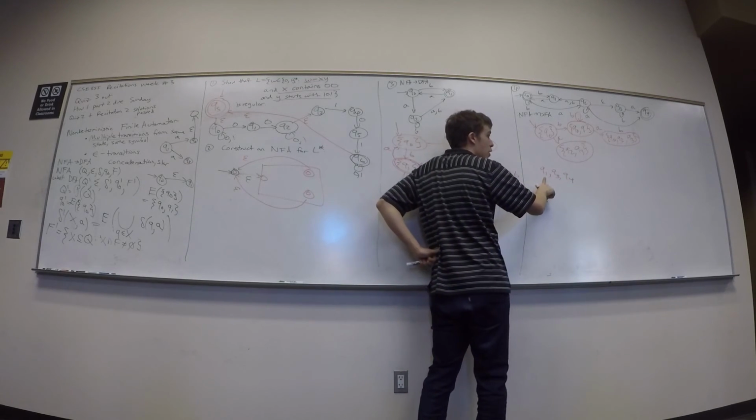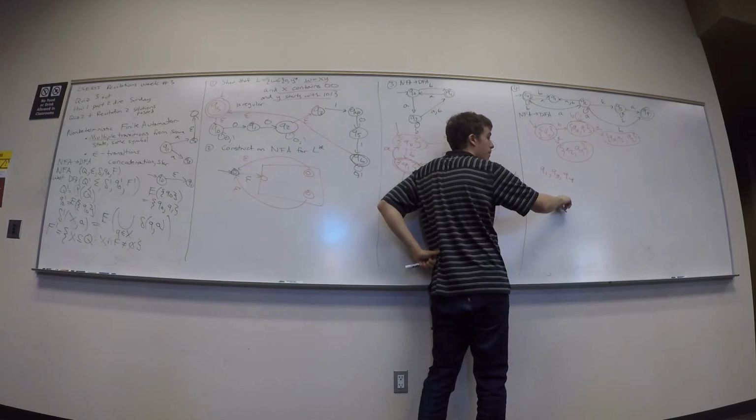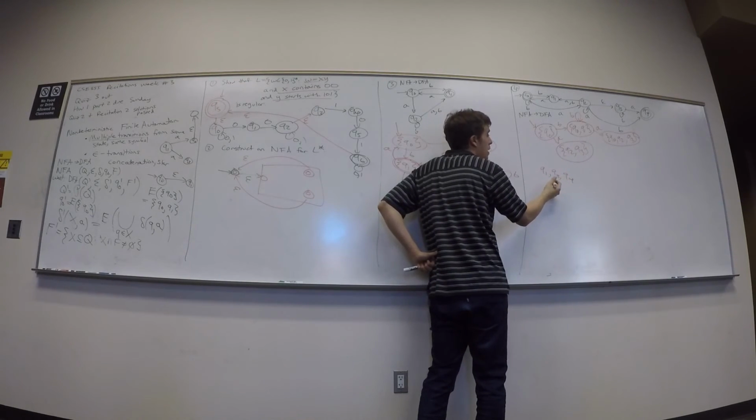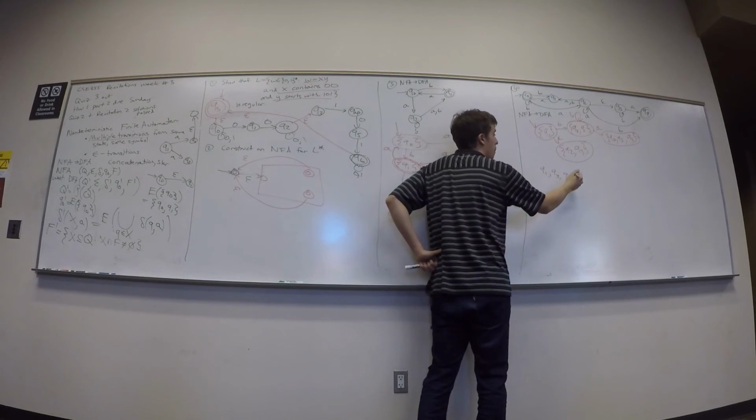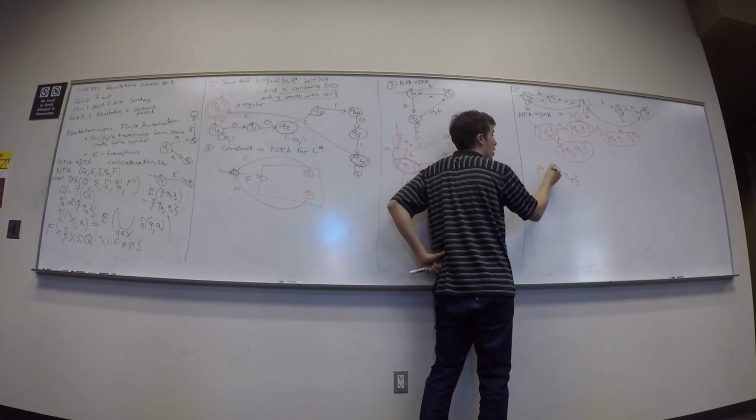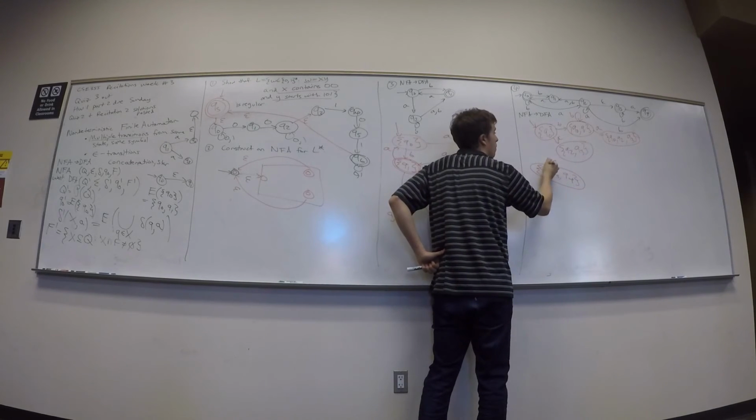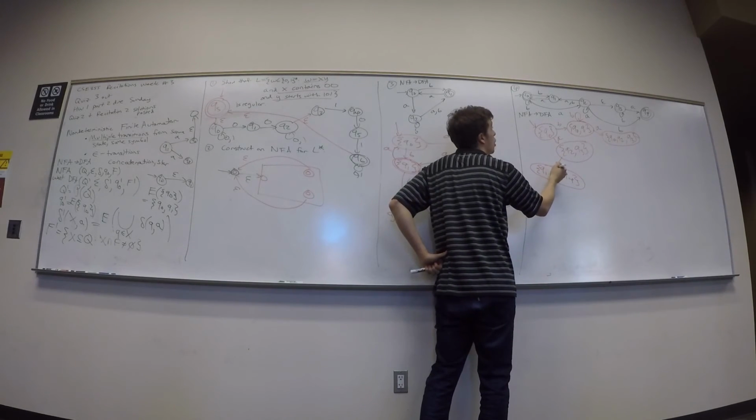What is the epsilon closure of 1, 3, and 4? Itself, right? None of these states have epsilon transitions coming out of them, right? So therefore, I'm going to make this a state. And that was on a B.